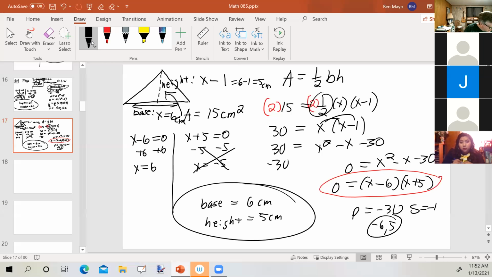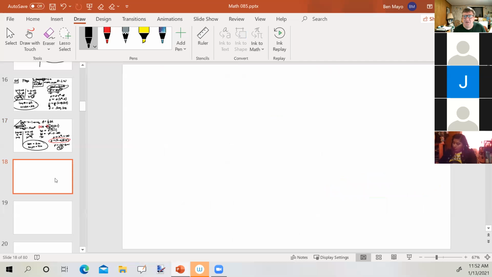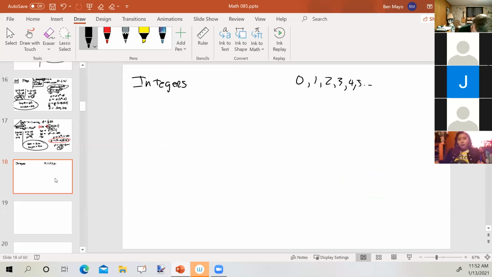All righty. Let's take a look at another example. This has to do with consecutive integers. So first of all, let's talk about integers. Remind you what they are. Integers are like 0, 1, 2, 3, 4, 5, etc. But going the other direction, negative 1, negative 2, negative 3, etc. So those are integers, okay? They are whole numbers and they're opposites.